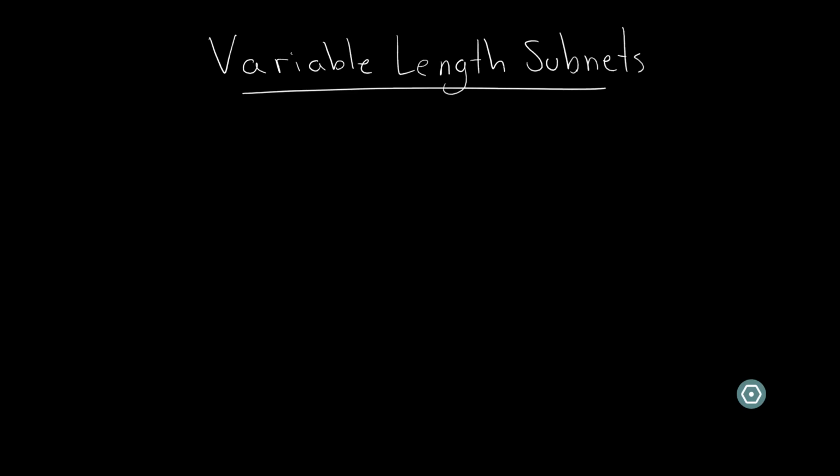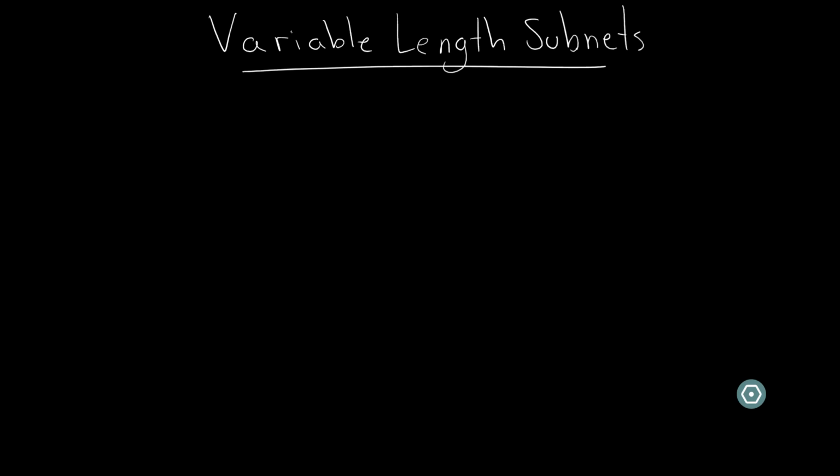Okay, in today's video, we're going to be talking about variable length subnets. In the previous subnetting video, we talked about splitting a network into 2 equal parts, or 4 equal parts, or 8 equal parts, or 16 equal parts, or some multiple of the power of 2 equal parts. Today we're going to talk about what if all my network spaces aren't the same size? What if I want to break up my network a little bit differently?